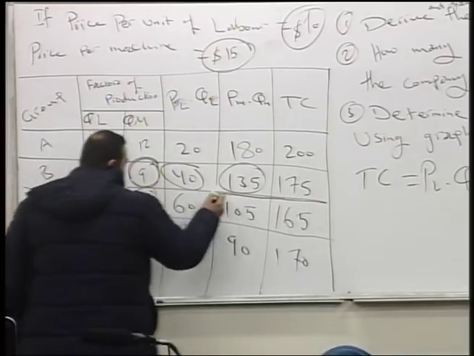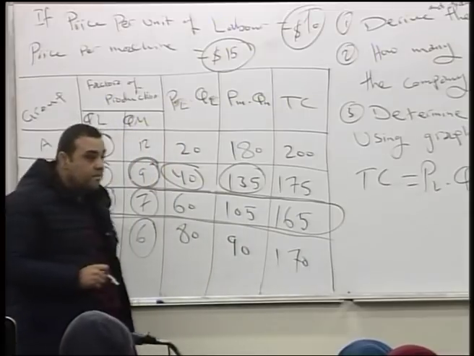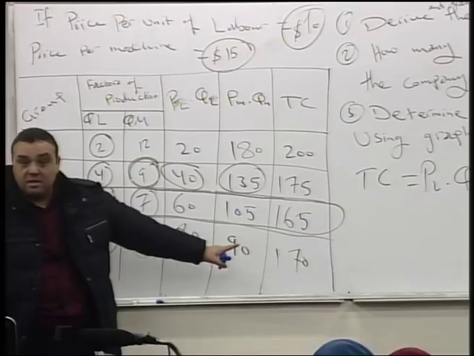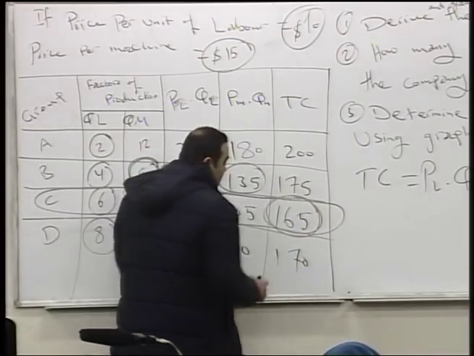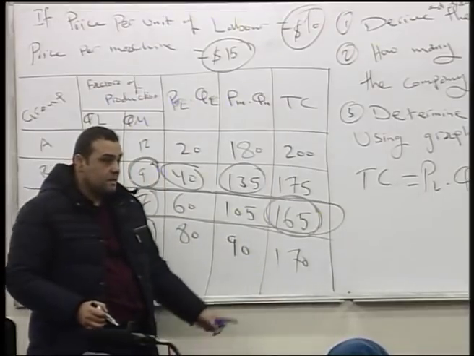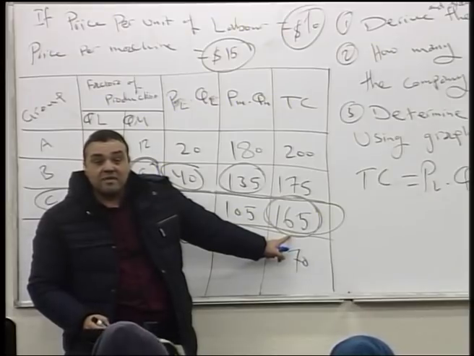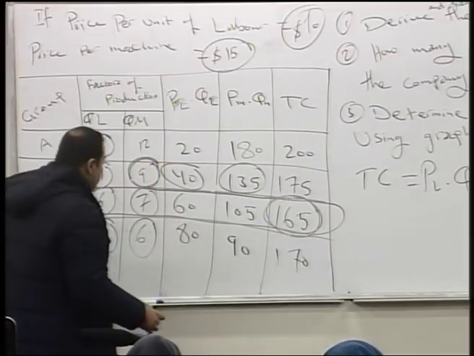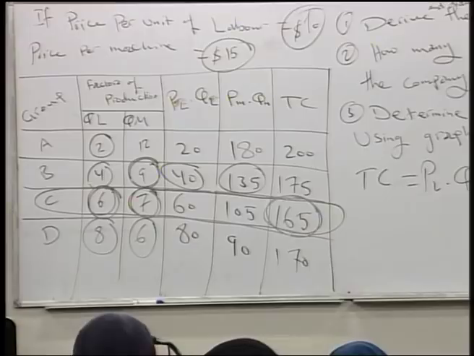What is the group that gives us the minimum cost? C is the best group because we can produce the output with the minimum cost. It is the cheapest one, costing me 165. So I advise the producer to use how many workers and how many machines? 6 workers and 7 machines. This is the best combination. Right?